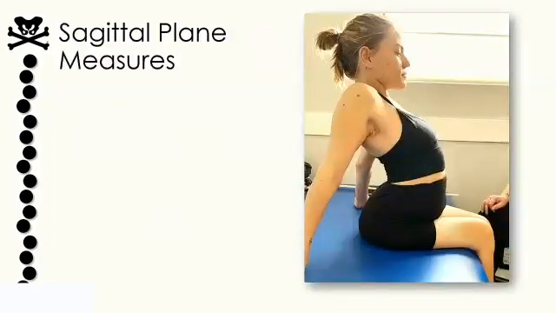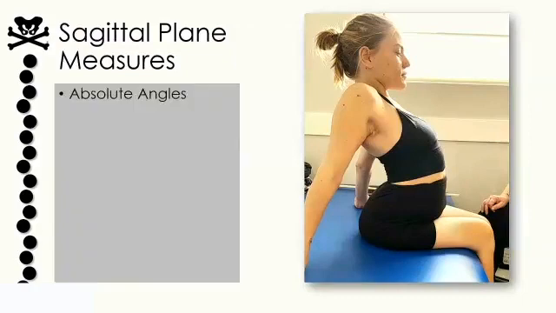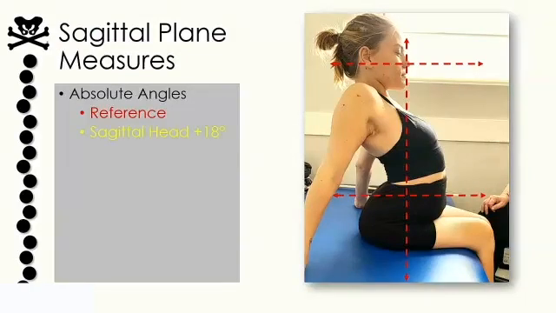Okay, so sagittal plane measures that are relative here. So we'll start with the absolute angles. Again, these are relative to the vertical and horizontal planes, axes. So the things that we would want to measure are a sagittal head angle. And I'm going to be totally honest, I made these numbers up. So I kind of guessed a little bit at what the angle would be, but we would obviously measure them very specifically. But she's close to about 18 to 20 degrees on her sagittal head angle.